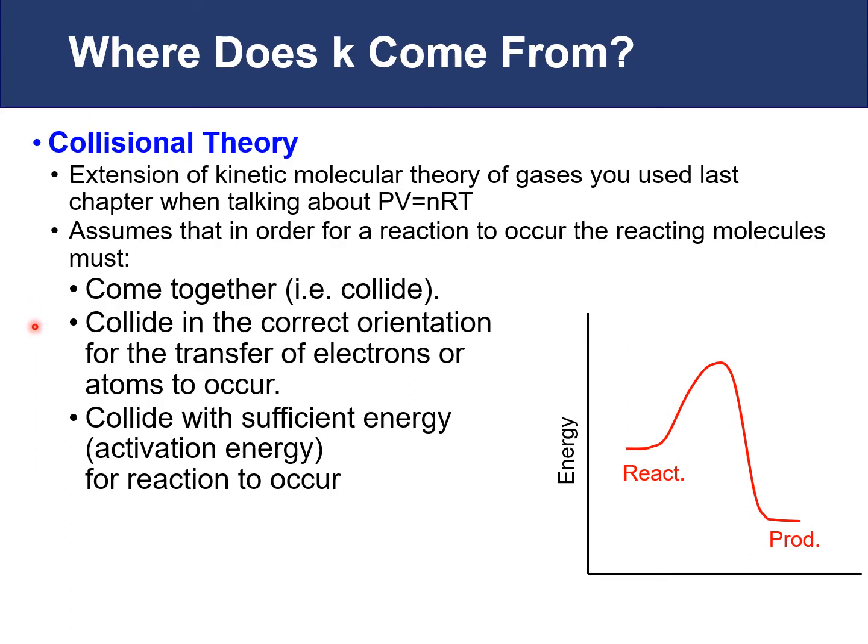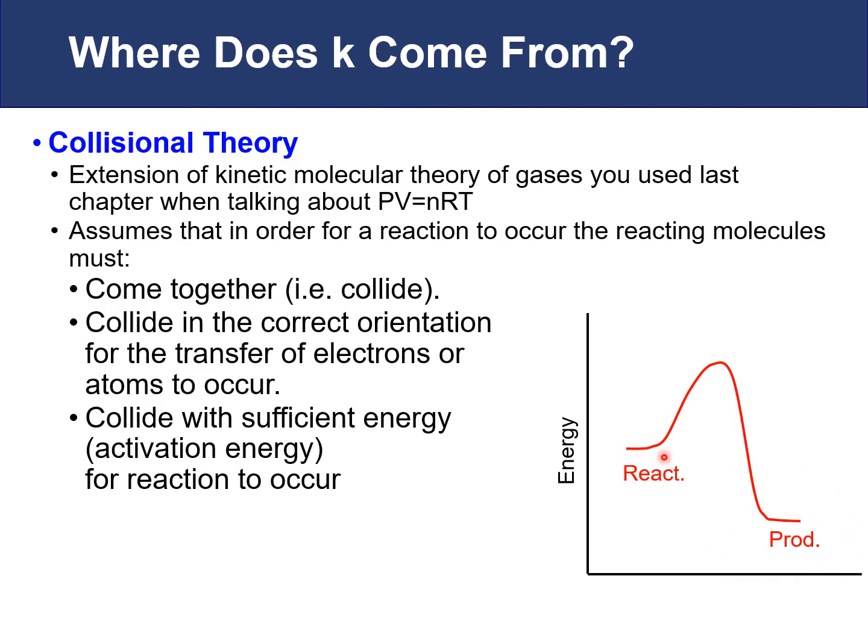They need to collide in the correct orientation for the reaction to occur, perhaps for a transfer of electrons or an atom to transfer across. They need to collide with sufficient energy, which we will be calling the activation energy, for the reaction to occur. We will be looking at diagrams like this, which is called a potential energy surface, which is a diagram indicating the relative amounts of energy of where the reactants are and then where the products are.